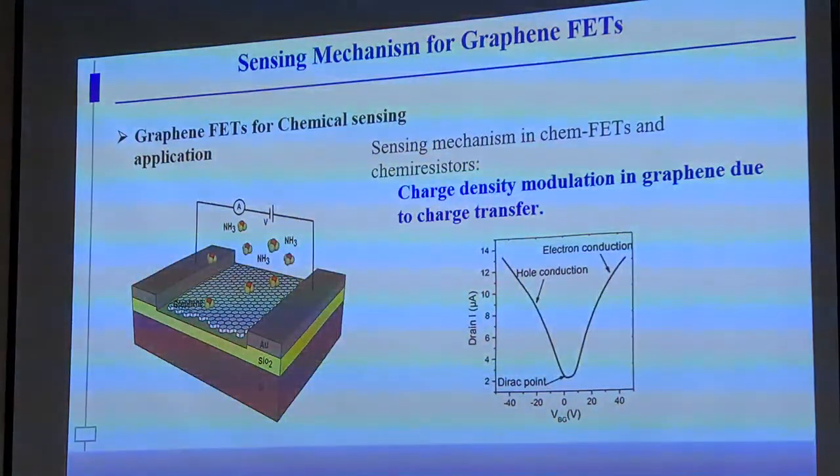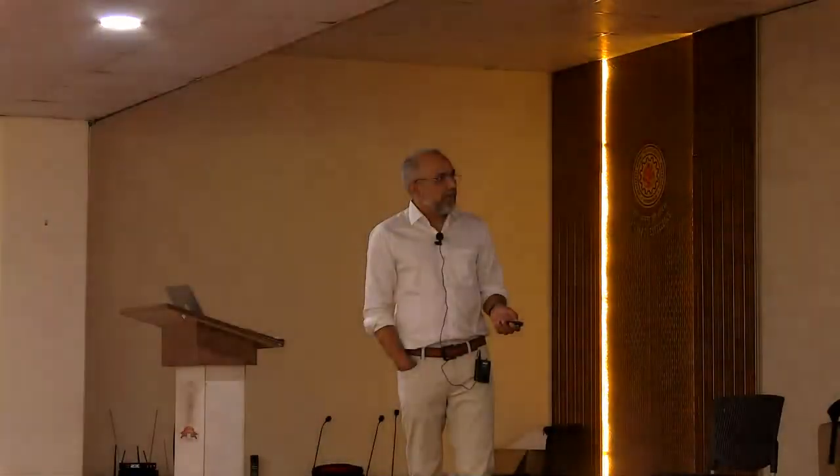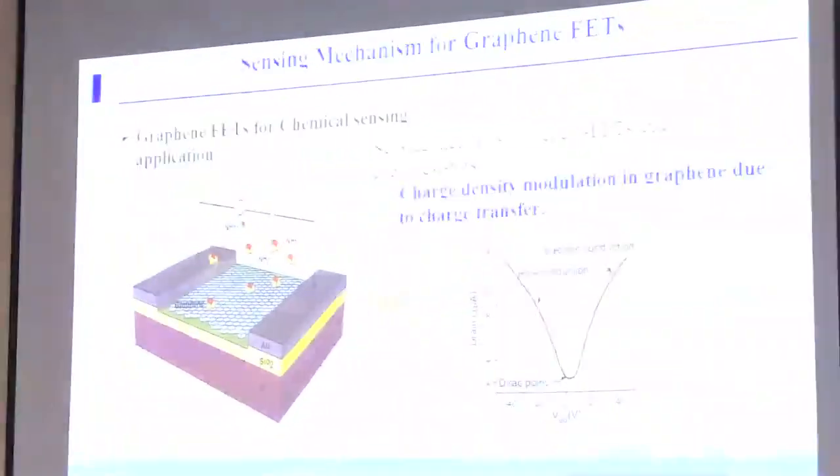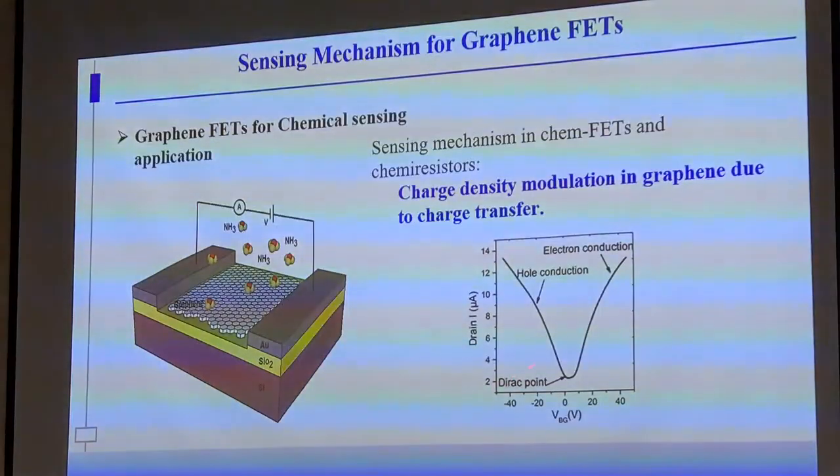And as I mentioned, graphene can be p-doped or n-doped. Here, for example, you see this region is the hole conduction region, and this region is the electron conduction region. How will you see whether it's p-doped or n-doped? Simply you need to look at the Dirac point, whether it is shifted from 0 to this side or to that side. Depending on that, you can find out if it is p-doped or n-doped.